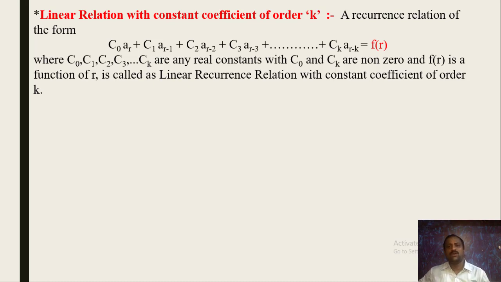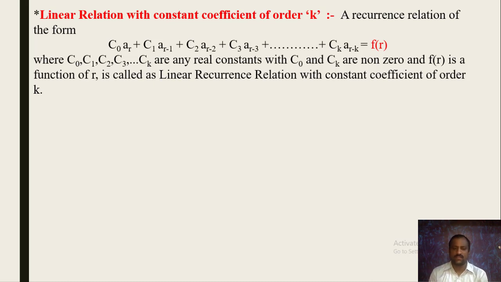What is the definition? Simple thing. A reconciliation of the form C0 AR plus C1 AR minus 1 plus C2 AR minus 2 plus C3 AR minus 3 plus up to so on plus CK AR minus K is equal to F of R, where C0, C1, C2 up to so on CK are any real constants, provided that C0 and CK are non-zero and F of R, that is RHS, is a function of R, is called as a linear reconciliation with constant coefficients of order K.